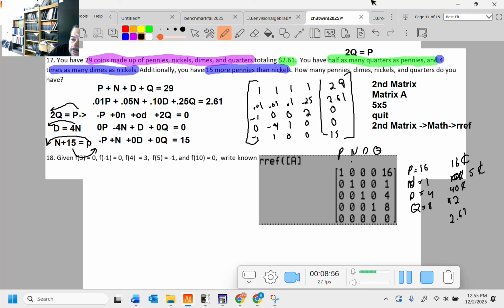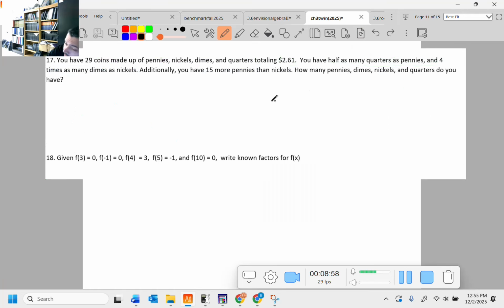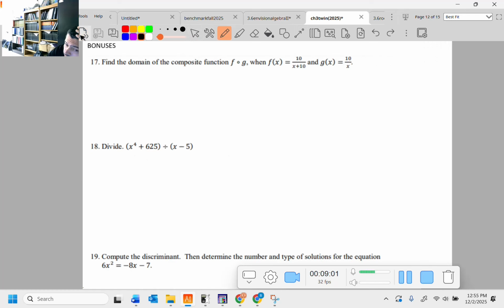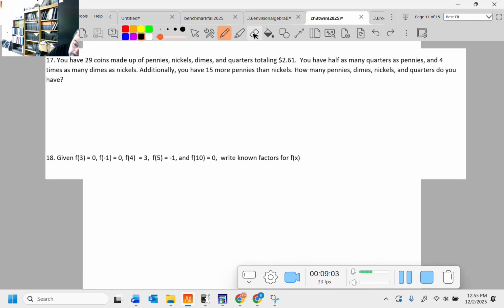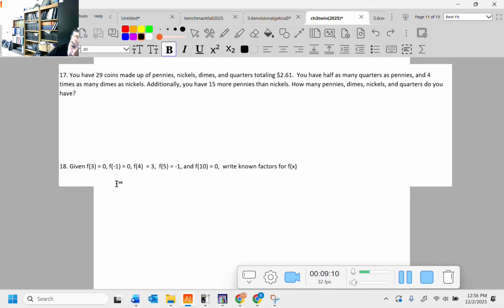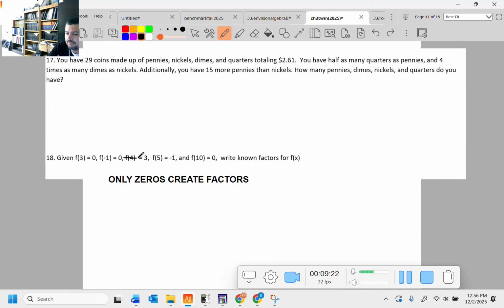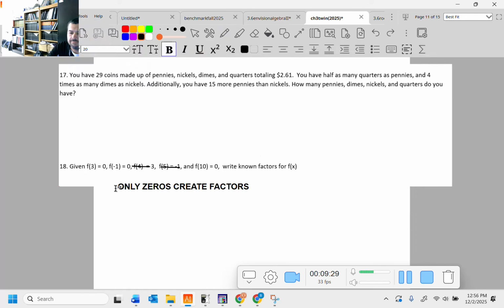All right, moving on to number 18, which is the last one on the actual quiz. Everything else, I believe, is a bonus. All right, so you're given some things about function f. Now, only zeros create factors, okay? That's why you see Milbrath throw away something that doesn't equal 0. Only zeros create factors.